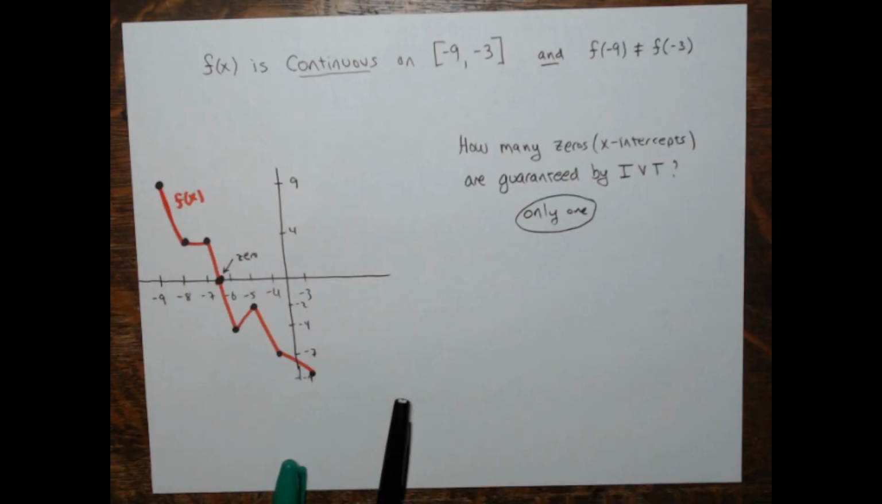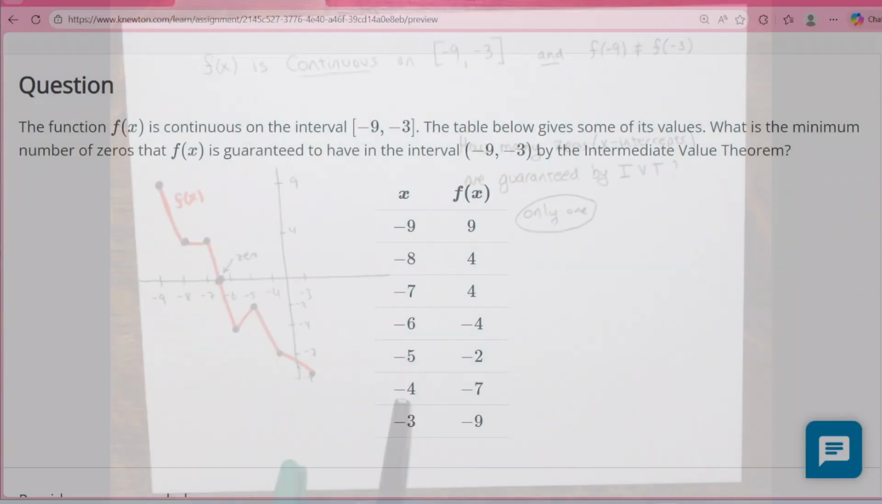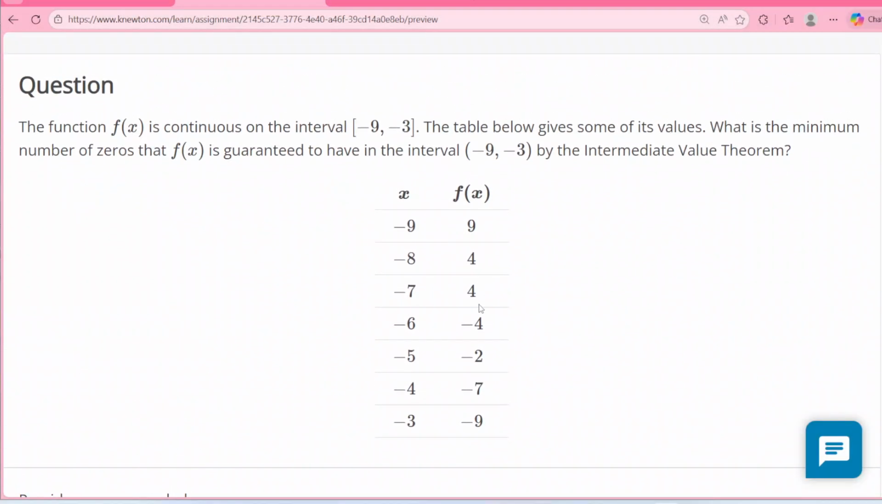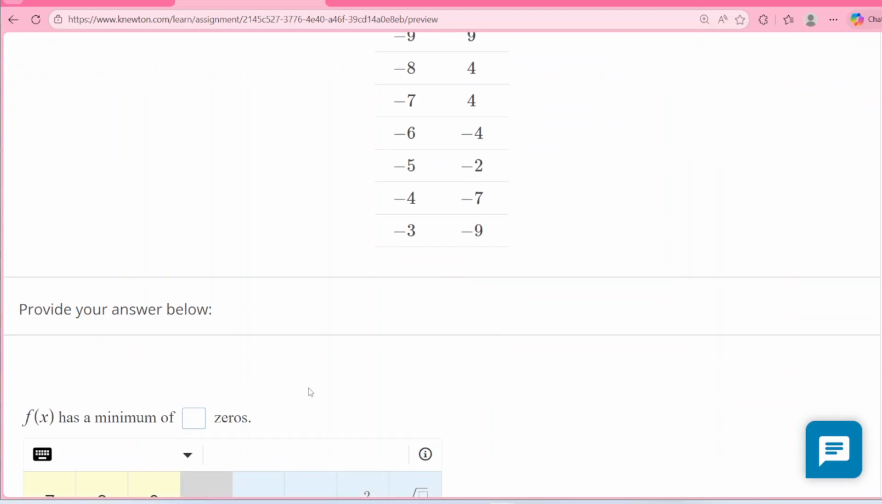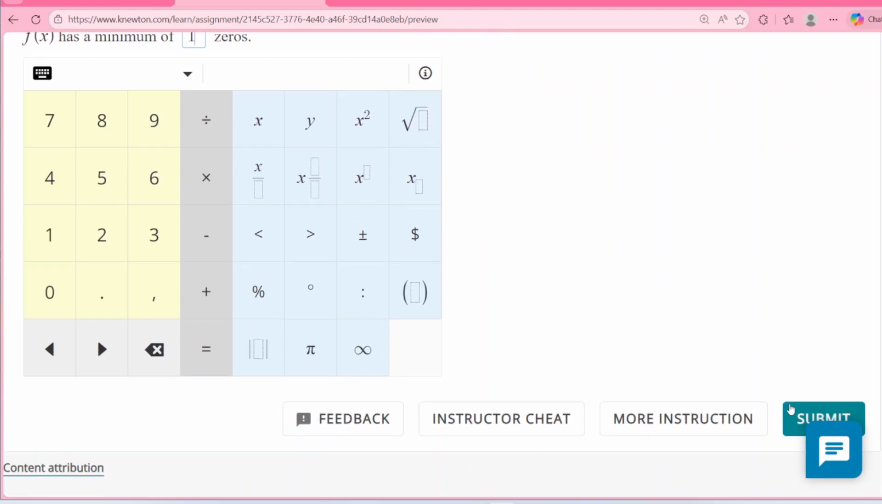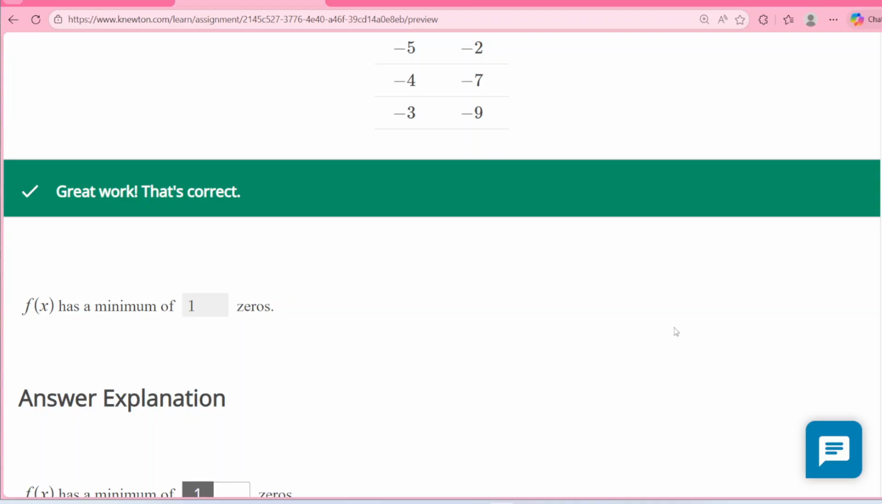This might not be the graph of f, but I guarantee you it's going to hit the x-axis at least once. So looking at the table here, it only goes from positive to negative one time. Now, if it ever went from negative back to positive, then it would have to cross the x-axis again. But we are only guaranteed 1 zero here. So I'm going to put f has a minimum of 1 zero. So if it's continuous, you're looking for where it goes from being positive to being negative or negative to positive, because that's where you're guaranteed to have an x-intercept.